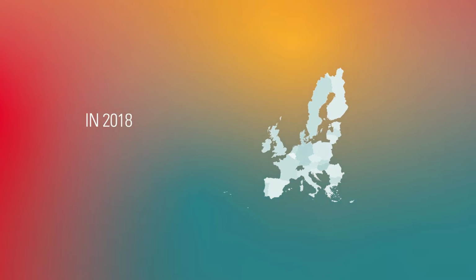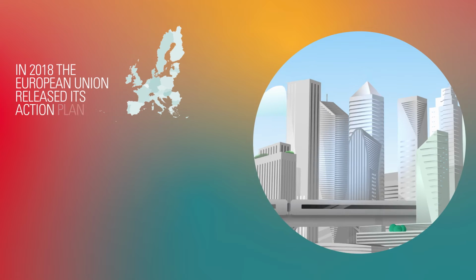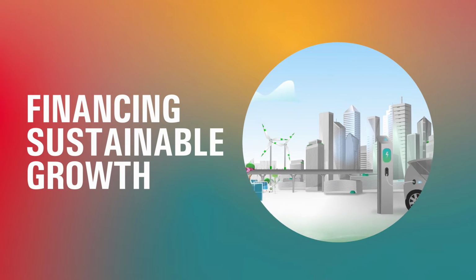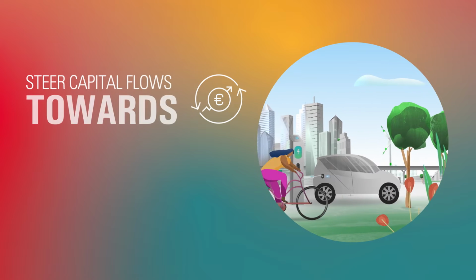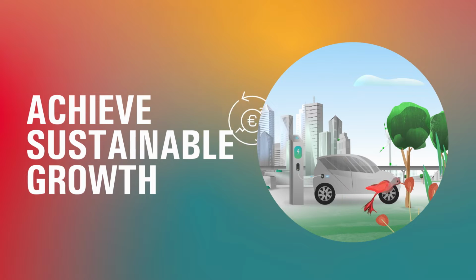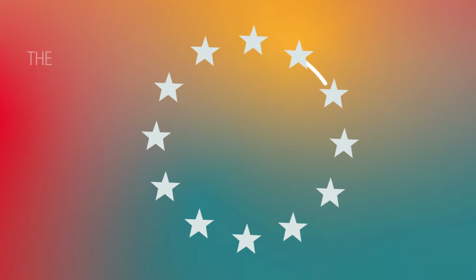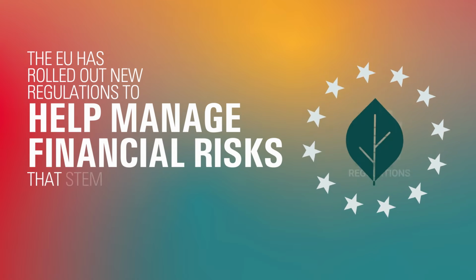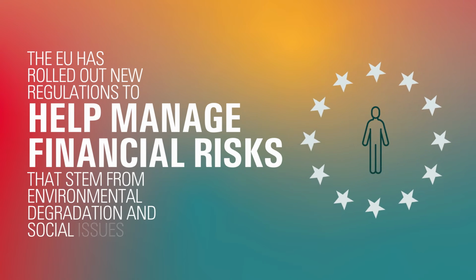In 2018, the European Union released its Action Plan for Financing Sustainable Growth. The goal of the action plan is to steer capital flows towards sustainable investments in order to achieve sustainable growth. To accomplish this, the EU has rolled out a number of new guidelines and regulations to help manage financial risks that stem from environmental degradation and social issues.